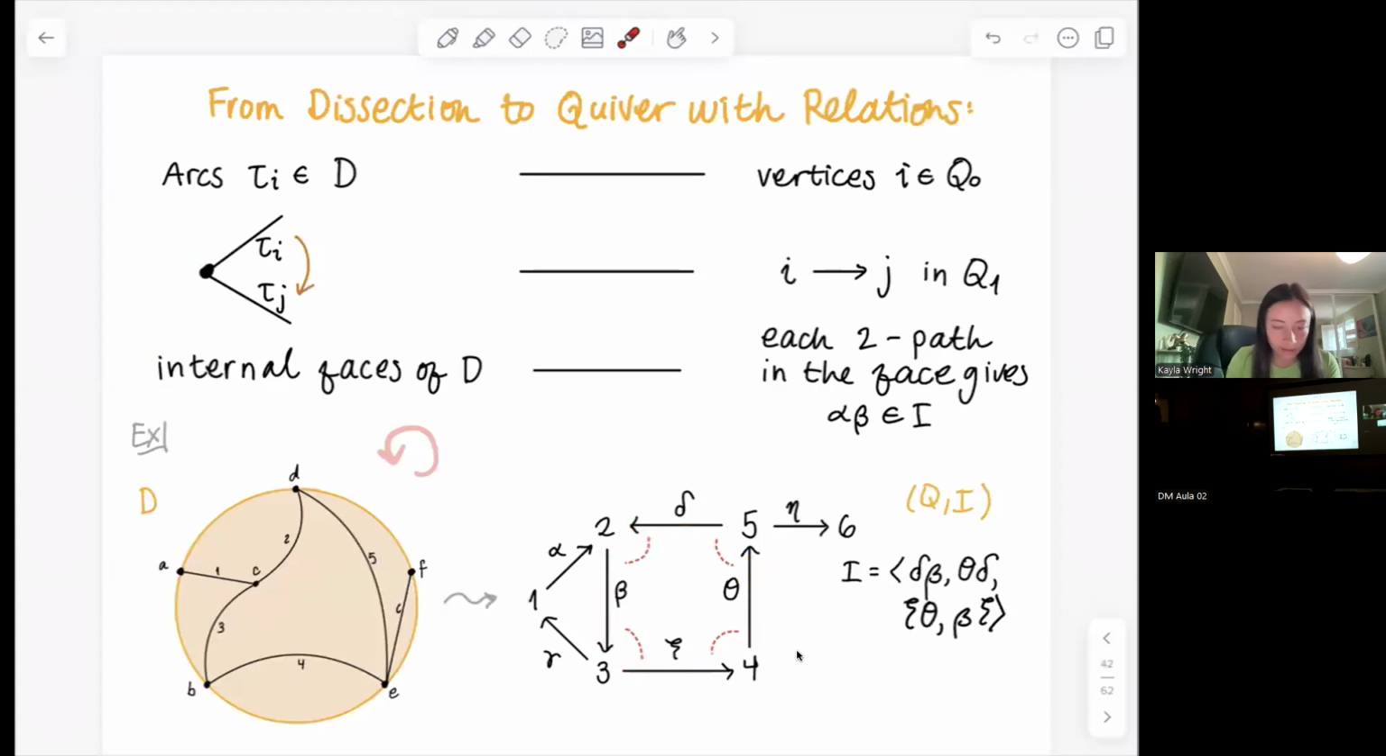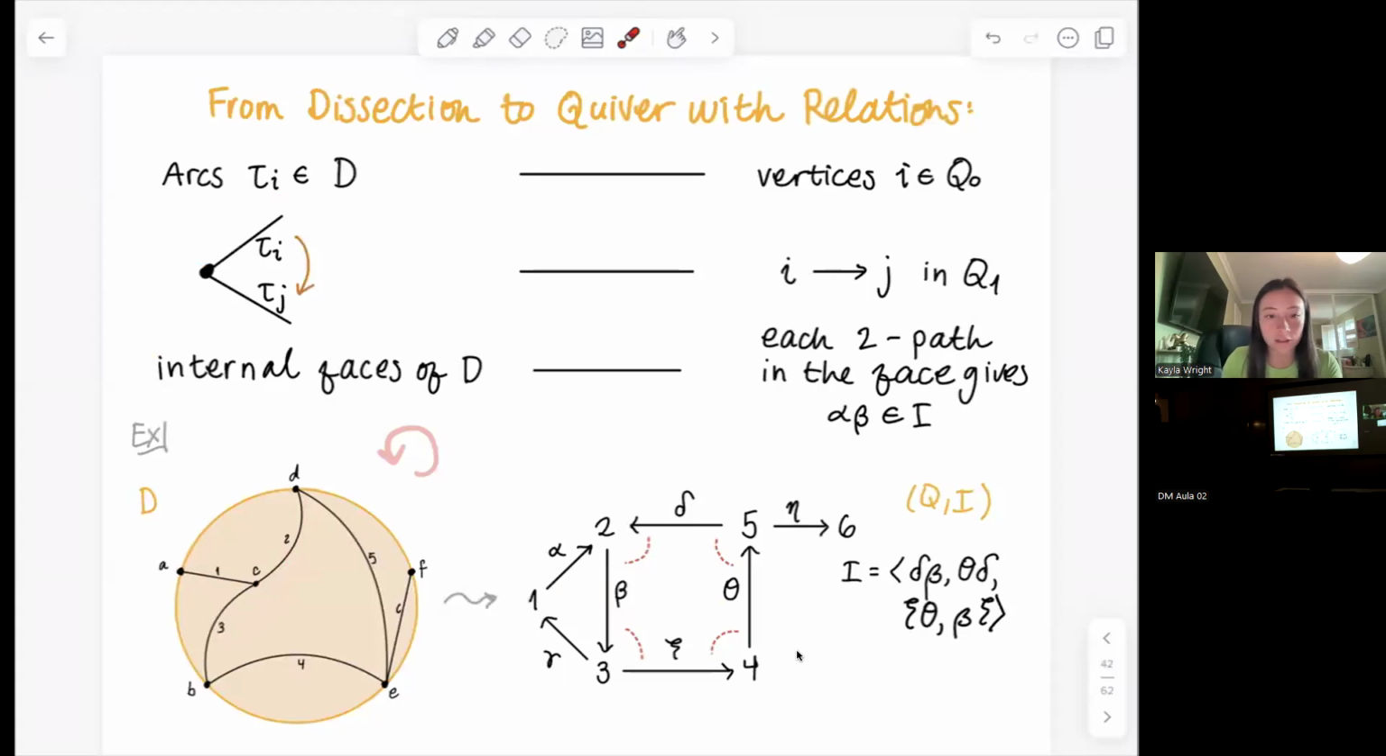Another thing that you can do is analyze at each marked point what arcs are adjacent if you look at this local picture. But that gives you the arrows in the quiver. And then for us to get the ideal, we want to look at the internal faces of the dissection. So what that means is we only want to look at the faces that don't use any boundary components. So the one that I was focusing on just a second ago is the only internal face, because if I were to look at, for example, a face like this, it uses the boundary of the surface. So we're not going to call that an internal face.